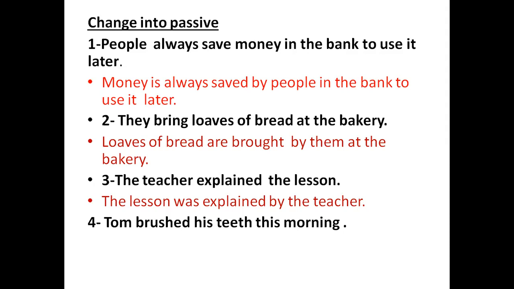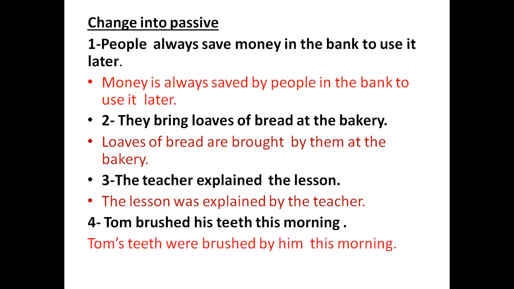So we'll start with Tom's teeth, and we put verb to be in past, were. After that, we put the past participle of the main verb brush, brushed, and we put by plus the subject, him, and we changed Tom into him because we mentioned the name at the beginning of the sentence, so we don't need to mention the name again after by. And we complete the sentence after that, this morning. So the answer: Tom's teeth were brushed by him this morning.